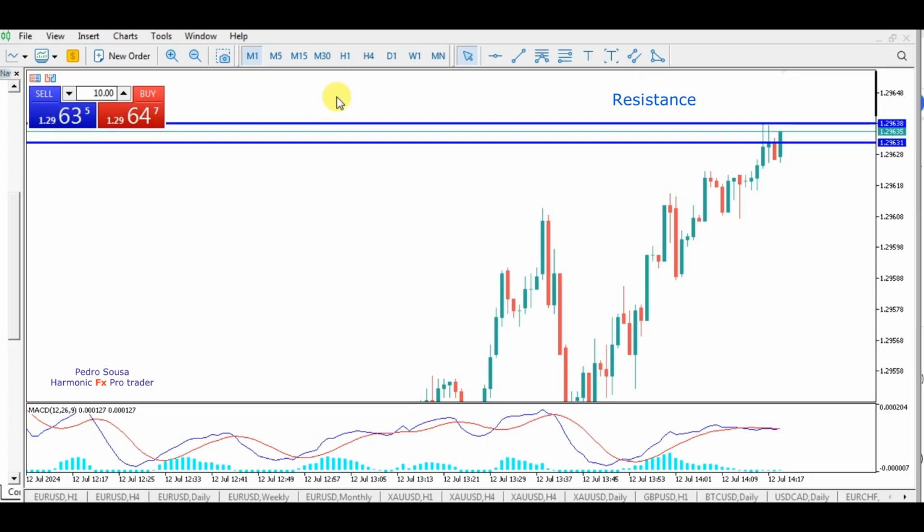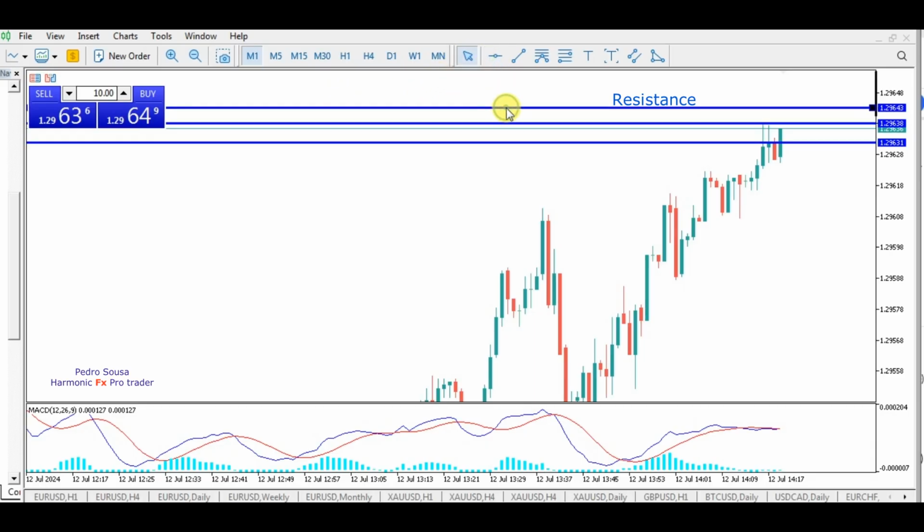In this instance, you would enter the market at 164. You would place your stop loss at 169. The first target profit would be 159, so a 5 pip move. And the second target profit at 155. Or we can use the fib levels to calculate where the second target profit should be.